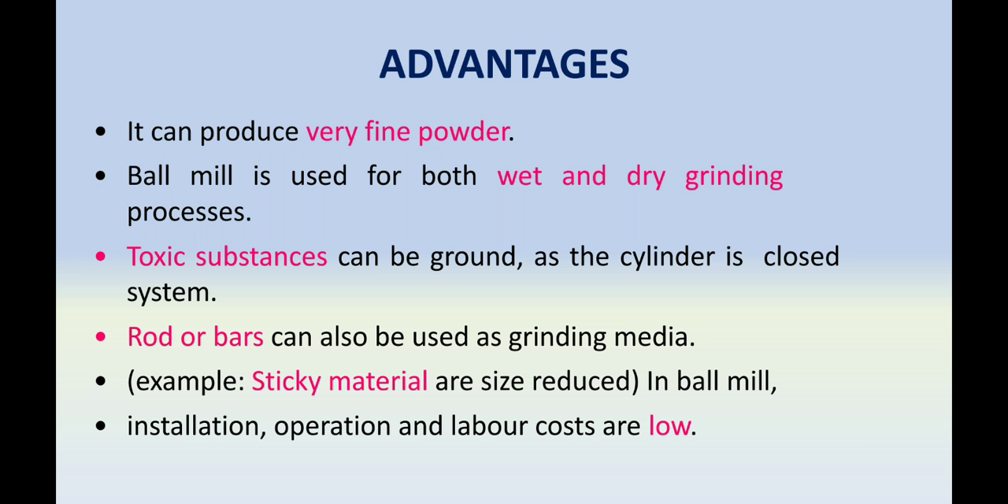Now let's talk about the advantages. It can produce very fine powder. Ball mill is used for both wet and dry grinding processes. Toxic substances can be ground as the cylinder is a closed system. Rods or bars can also be used as grinding medium, for example for sticky materials. For size reduction in ball mill, installation, operation and labor costs are low.